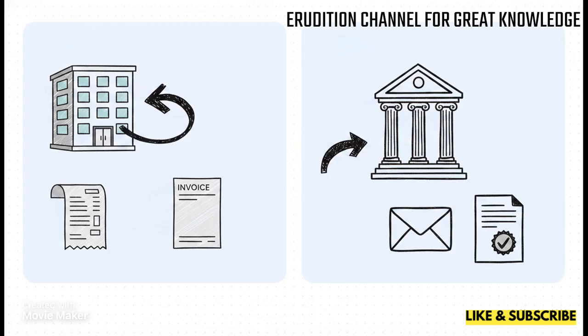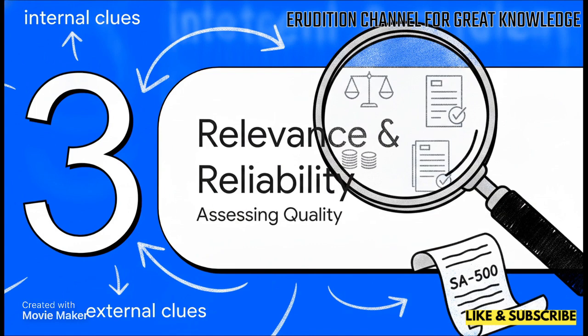On the flip side, external evidences are collected from outside sources. These are things like market quotations, or those all-important written confirmations coming directly from third-party debtors and creditors. You've got to contrast these in your mind because they are absolute must-know exam definitions. And that brings us to Section 3, relevance and reliability.